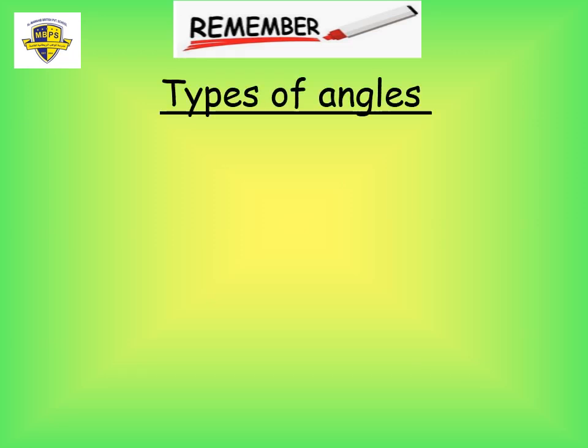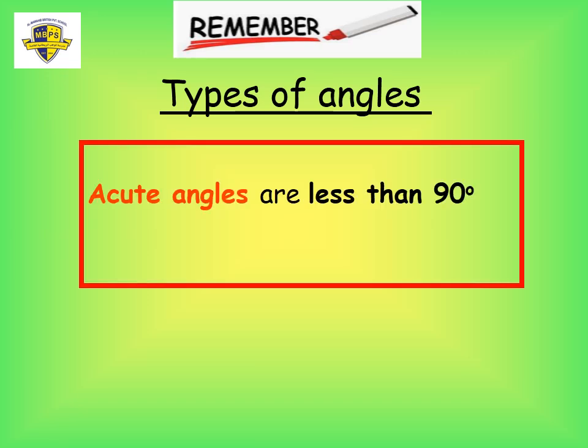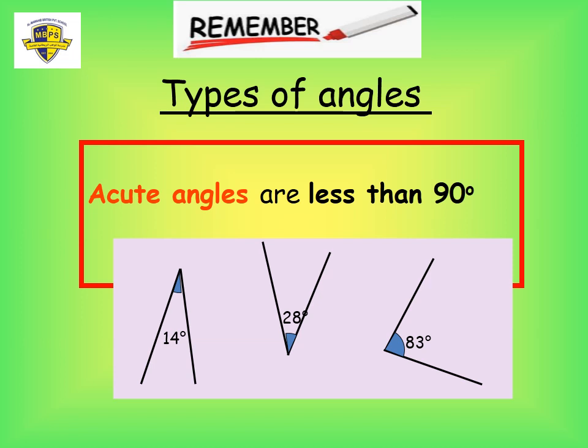Now let's remember what the types of angles are. The first one and the smallest one we have is the acute angles, and these angles are less than 90, so they're smaller than the right angle. Okay, here you can see many acute angles. We have this 14, observe all of them are less than 90: 14, 28, 83 degrees.